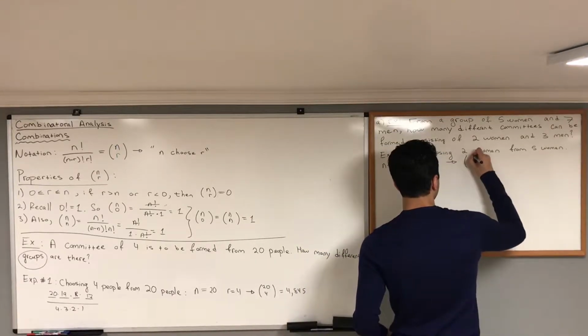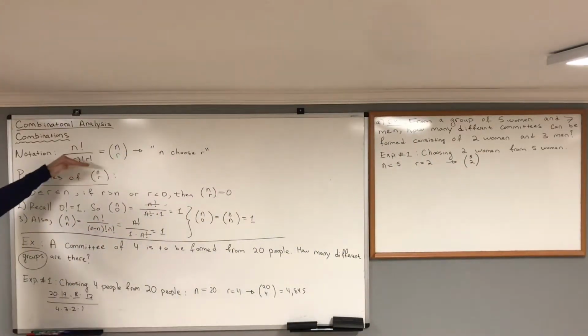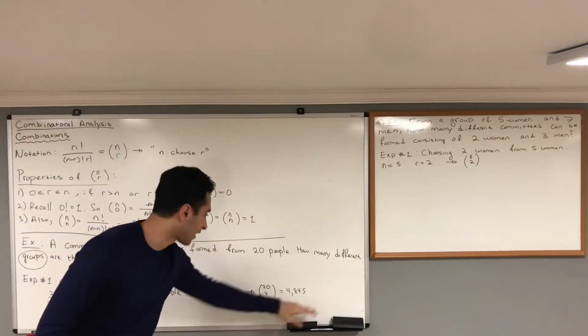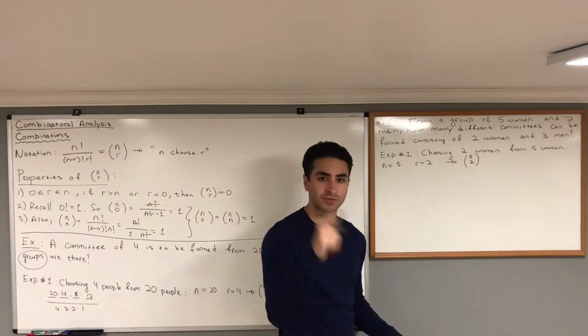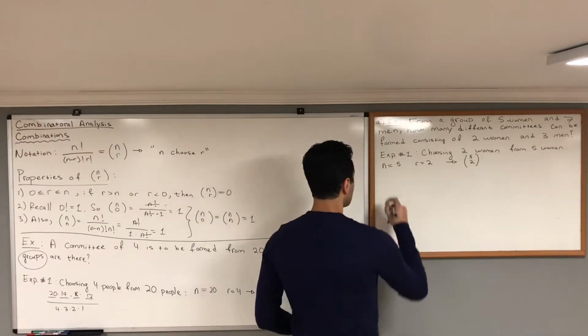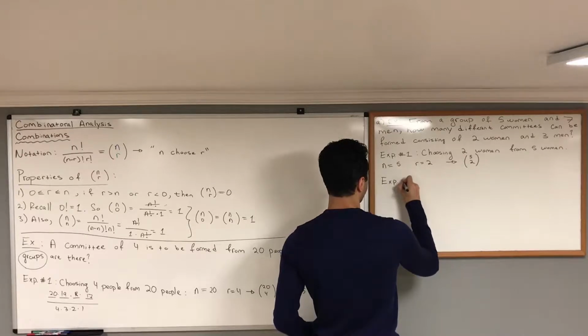Remember, this ends up being a number, right? 5 choose 2 is a number because this reduces to this, and this reduces to some number like that. Okay, great. We found the number of outcomes for our first experiment. What about our second experiment? Well, what is our second experiment?